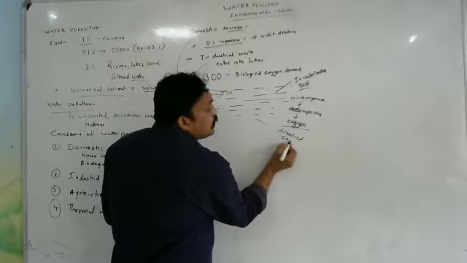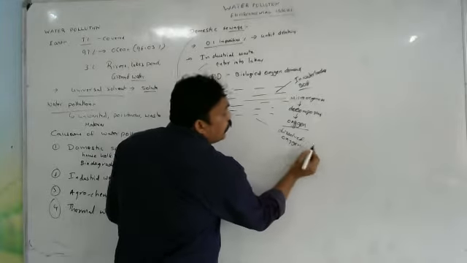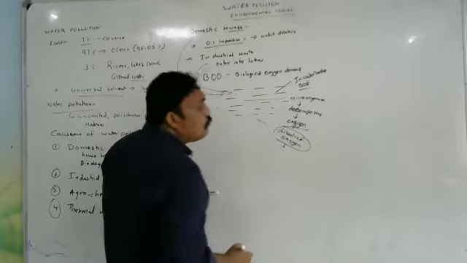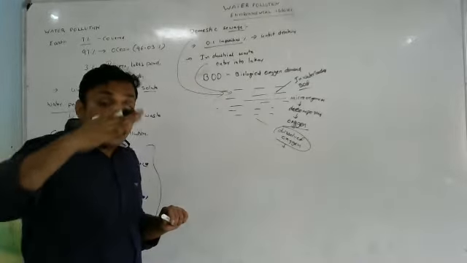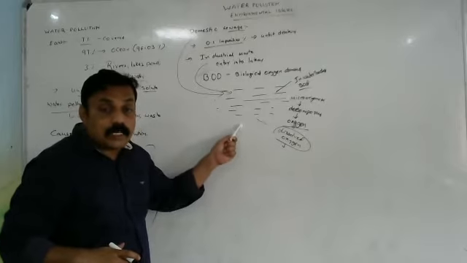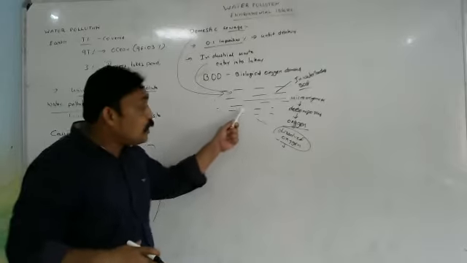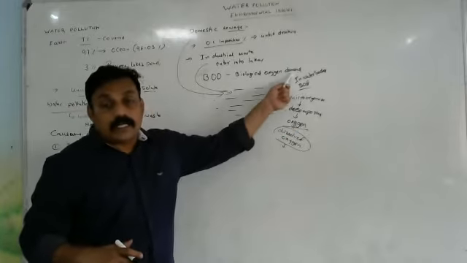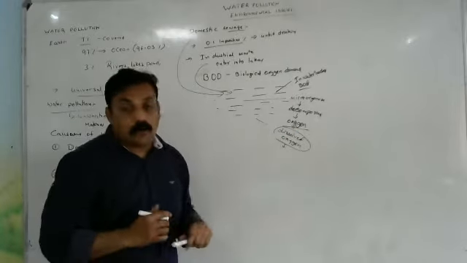Especially the dissolved oxygen, whatever oxygen is there, is consumed by the microorganisms. So the level of oxygen is decreased in water. When the level of oxygen decreases in water, automatically the oxygen demand increases. So that is what we call BOD.